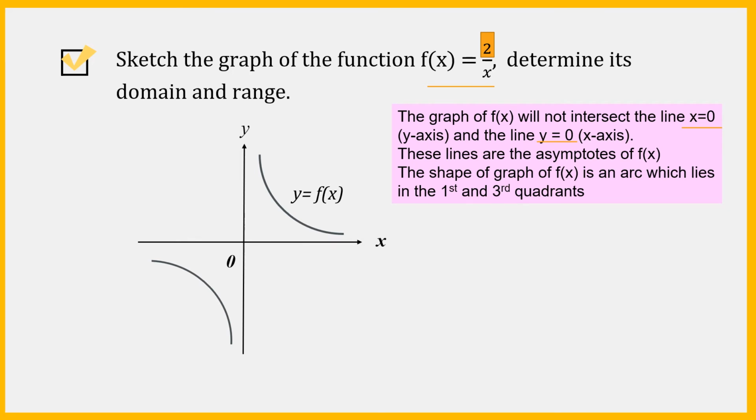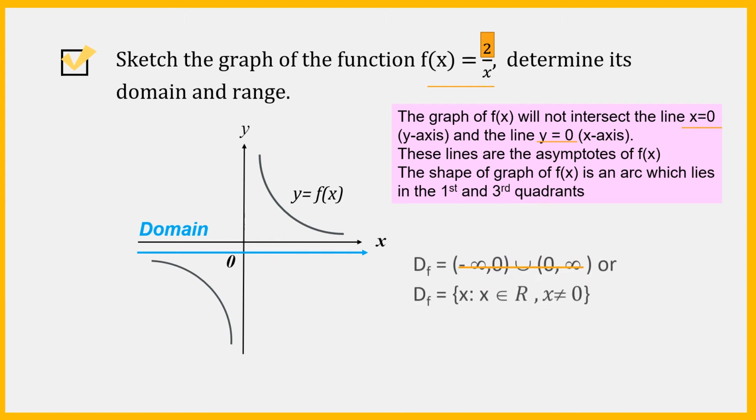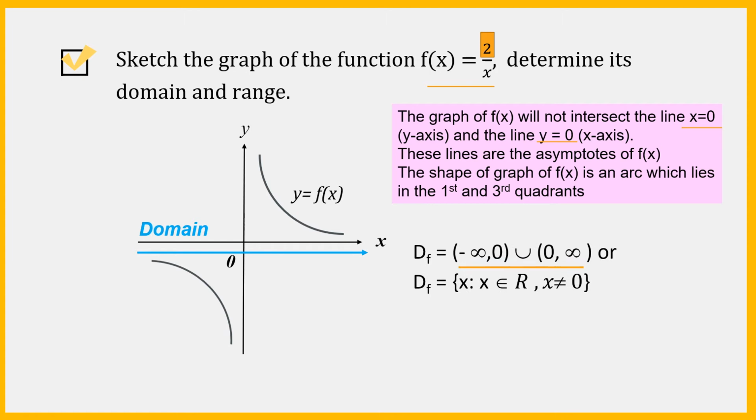Now, to identify the domain, it is the horizontal extent of the graph that takes any values of x in the real number system except x equal 0. So the domain is written, in interval form, as (negative infinity, 0) union (0, infinity), with round brackets. 0 is not included. Or in set form, the domain is x such that x takes any value in the real number system, but x cannot be 0.